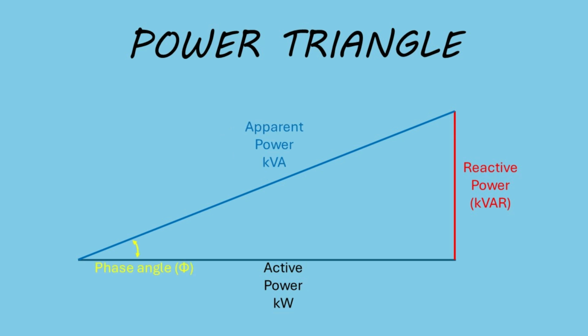The angle between the hypotenuse and the active power leg is called the phase angle. The larger this angle, the more reactive power there is in a circuit, and the lower the power factor. And the higher the phase angle, the more energy losses you'll have in a circuit.